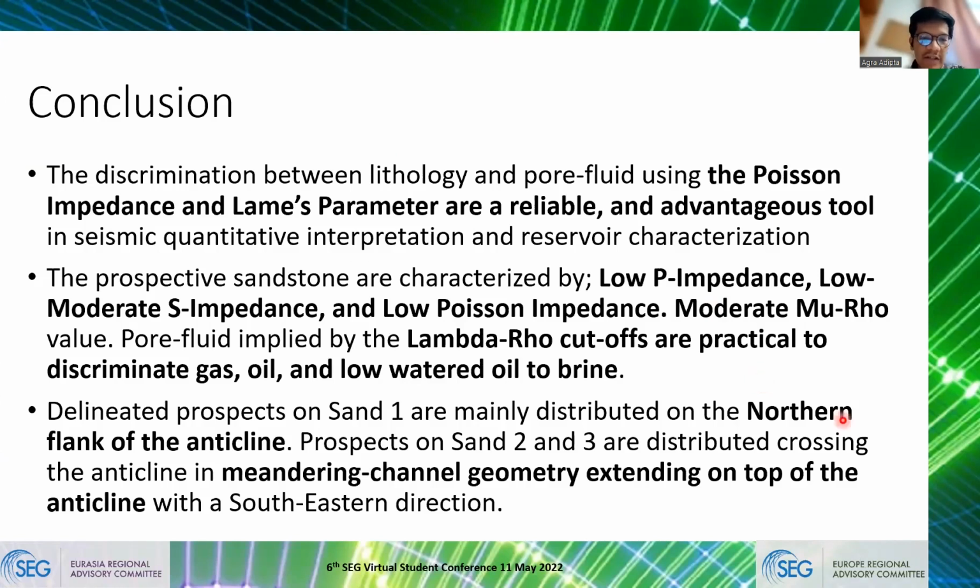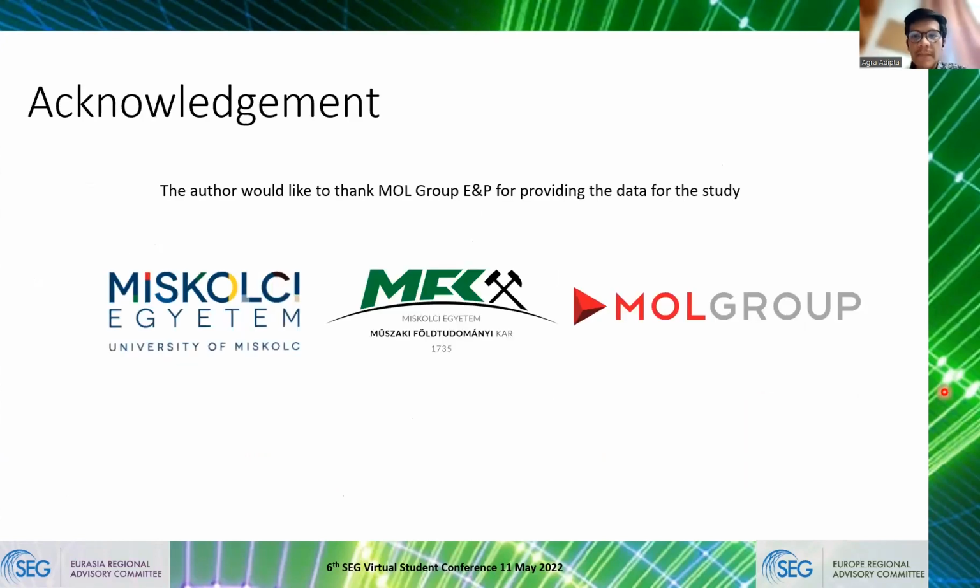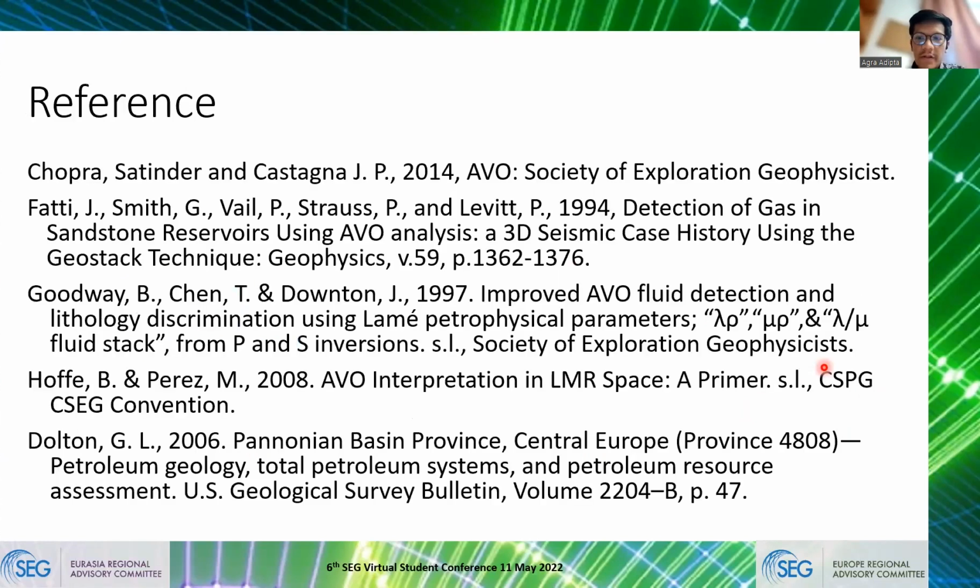And then the prospects on SAN 1 are mainly distributed on the northern flank of the anticline, and on SAN 2 and SAN 3 time structure, the prospects are pronounced as a meandering channel geometry extending on the top of the anticline. And I also would like to acknowledge Moore Group for providing this study. And this is the reference that I used in the study. And thank you for the attention.